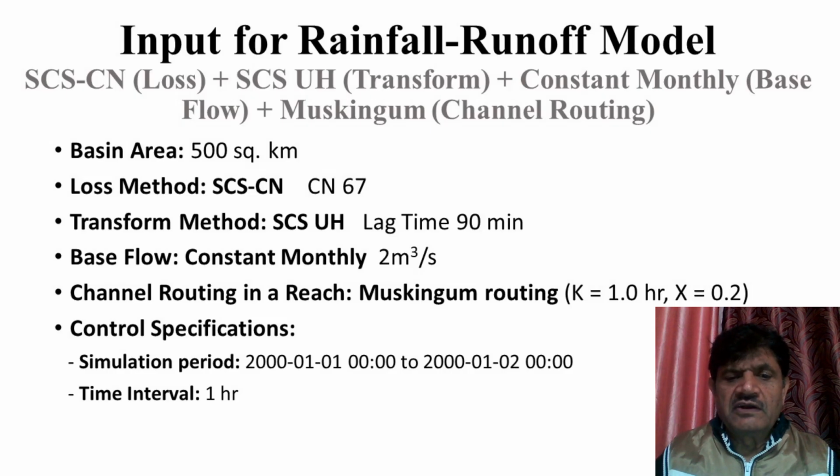Then in case of the channel routing in the reach, we'll consider the Muskingum routing where the Muskingum parameters k and x are k is equal to 1 hour and x is equal to 0.2. And control specification will take simulation period from 1st January 2000 00 hours to 2nd January 2000 00 hours. And the time interval of the data is 1 hour.